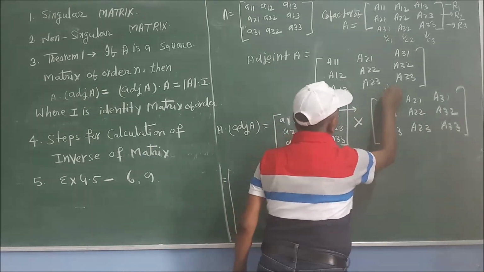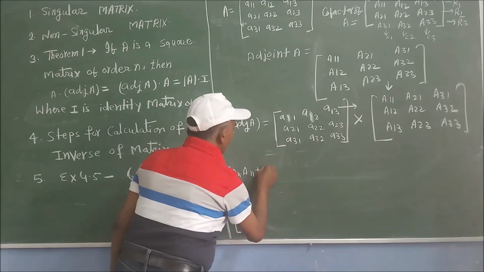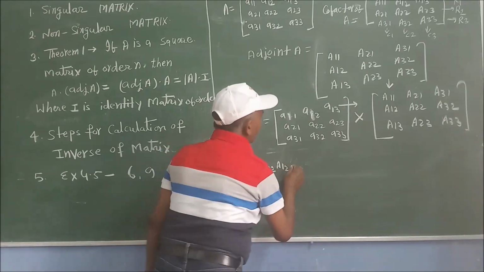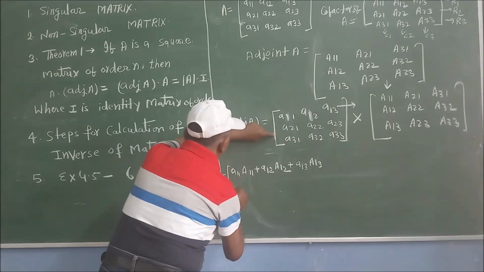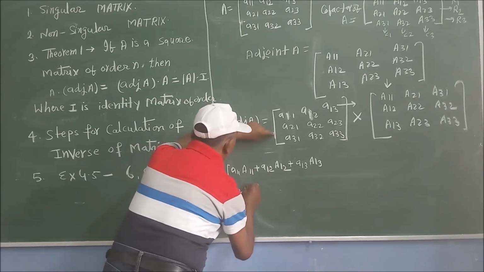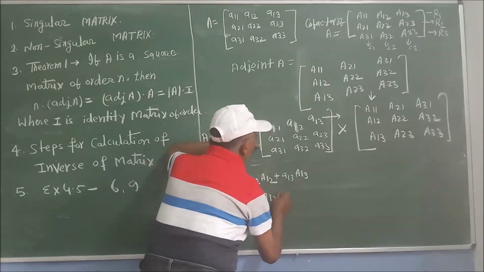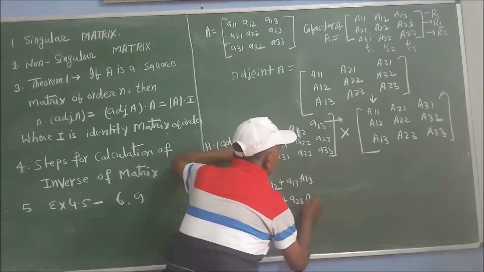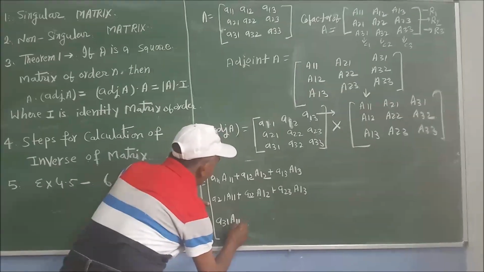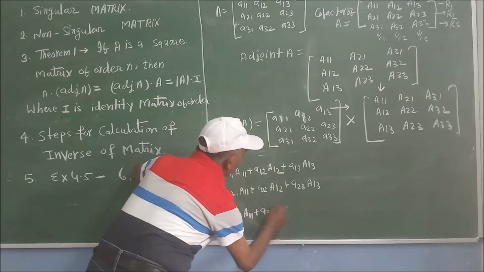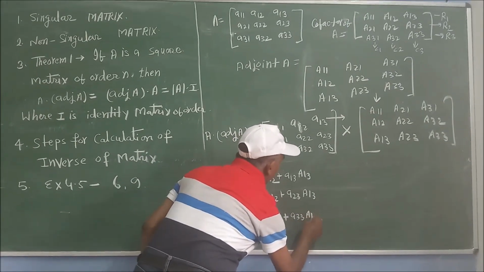Multiply R1 with C1. So this can be written as a11 into A11 plus a12 into A12 plus a13 into A13. Similarly, a21 into A11 plus a22 into A12 plus a23 into A13. Next, a31 into A11 plus a32 into A12 plus a33 into A13.